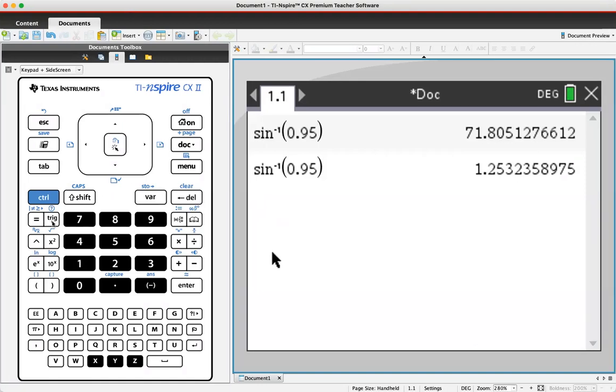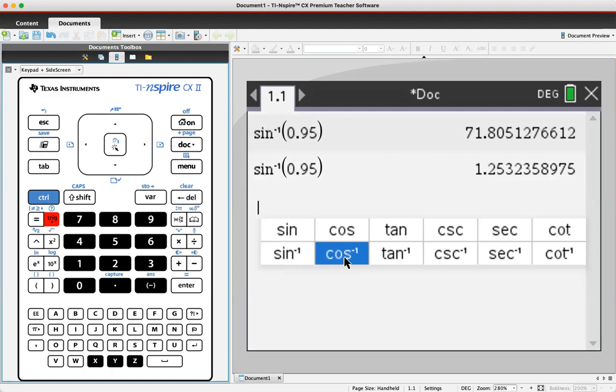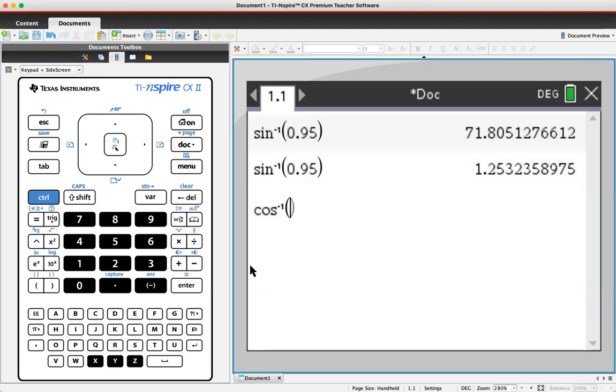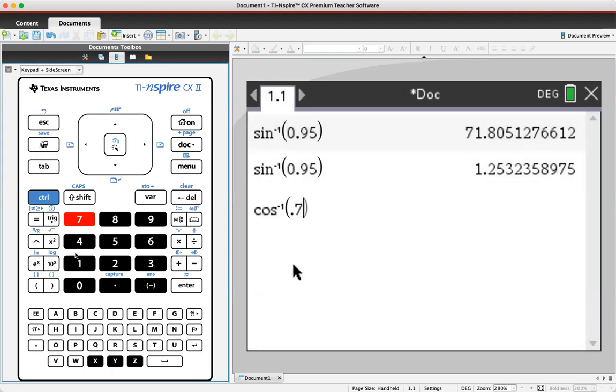So I'm going to hit the trig button. I'm going to choose cosine inverse. And now I'm going to type in 0.7142. I'm going to confirm that my mode is in degrees, so that will give me an angle for this problem in degrees. So I'll hit enter and I got 44.4 degrees. So we'll go back to the notes. We'll write that down. And then we'll go on to the next problem.